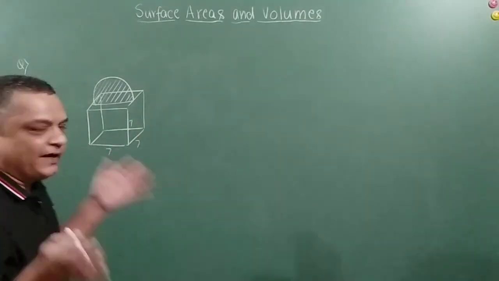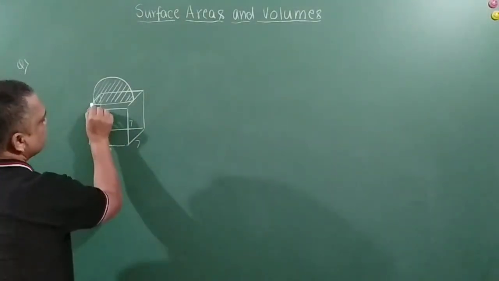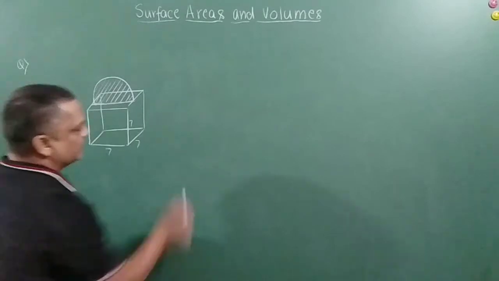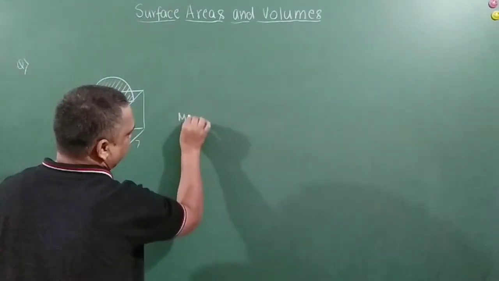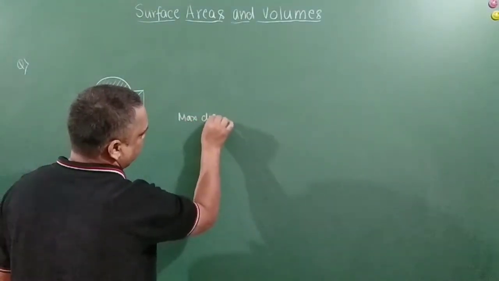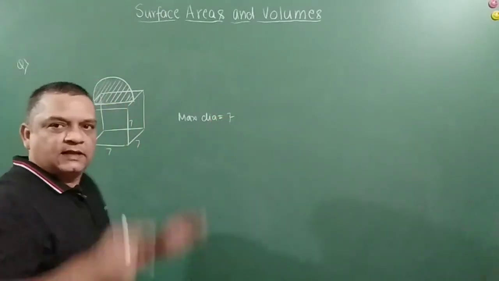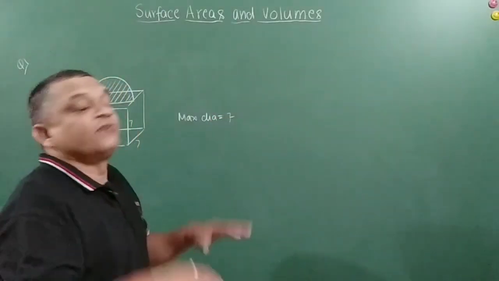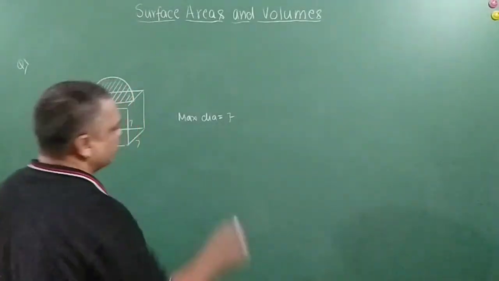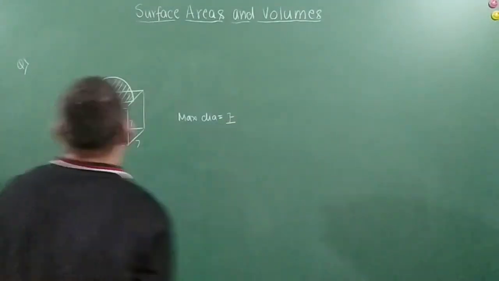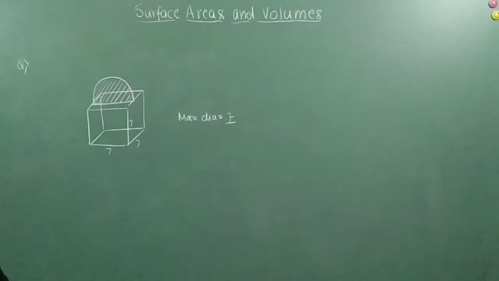So friends, it is quite evident that this length can be maximum 7. So max dia can be 7. If you take anything more than this, the cube will actually come out. Sorry, the sphere will actually come out of the cube, right? So max dia is 7, and they are asking to find the surface area of the solid, right?